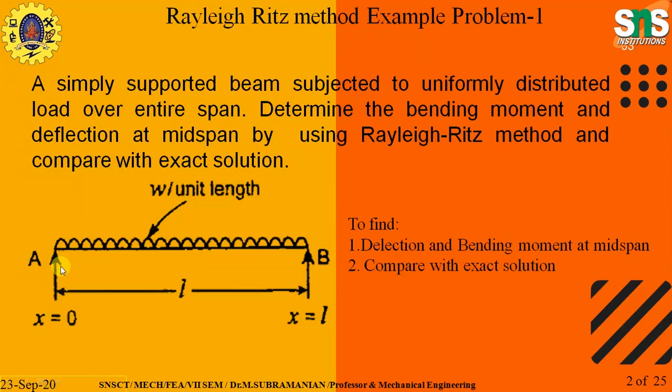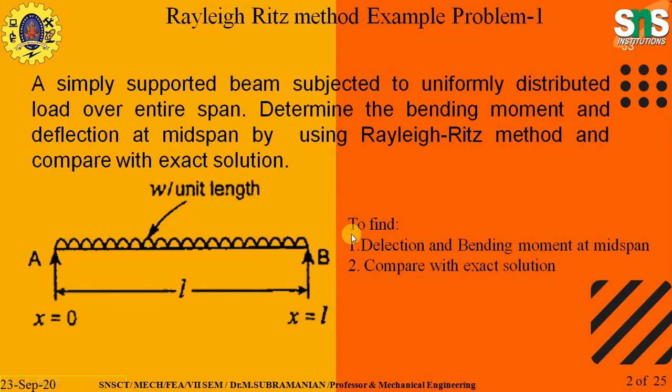A simply supported beam, both ends are supported. The boundary condition at A is x equal to 0, and at support B, x equal to L. So at A and B, the deflection is 0. The deflection curve is a parabolic curve.